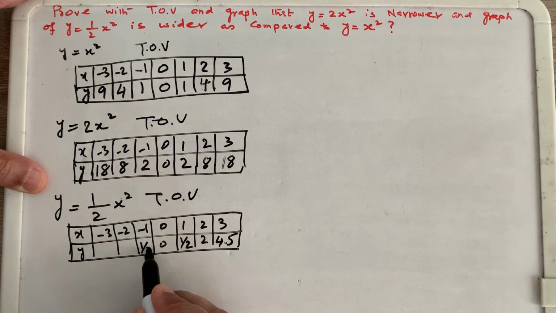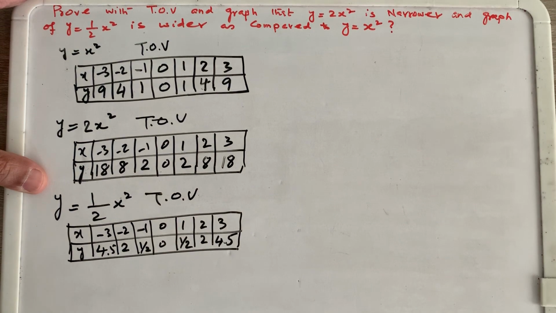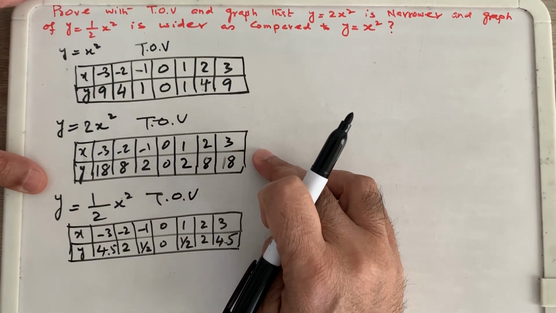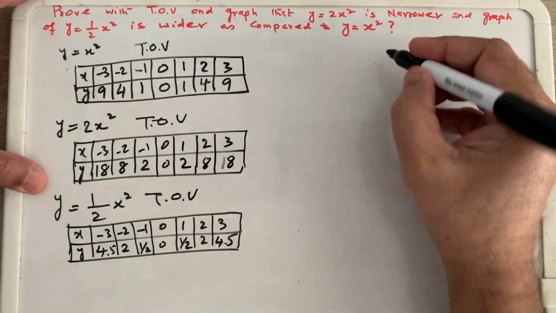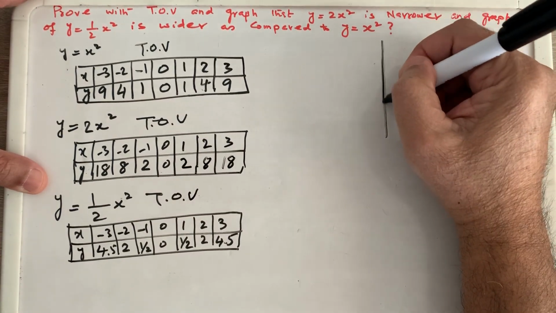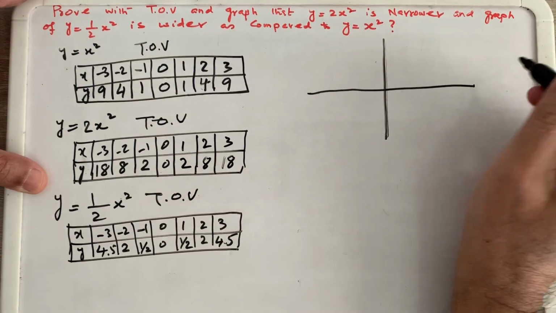So when you have -half, you have half, and then 2, and then 4.5. So now you have all three tables of values. Now what you have to do is prove that the graph y equals 2x square is narrower, right? So on the same grid, we will be making a graph for all three tables of values, or three equations, right?